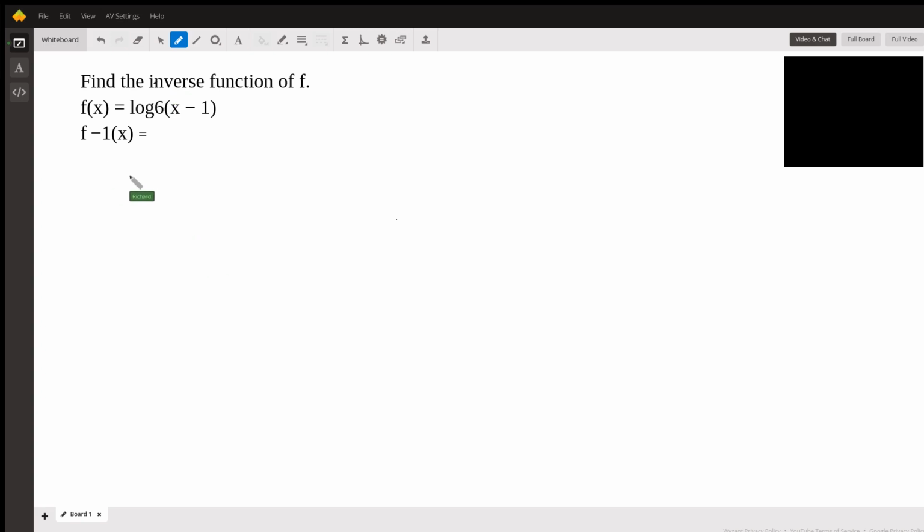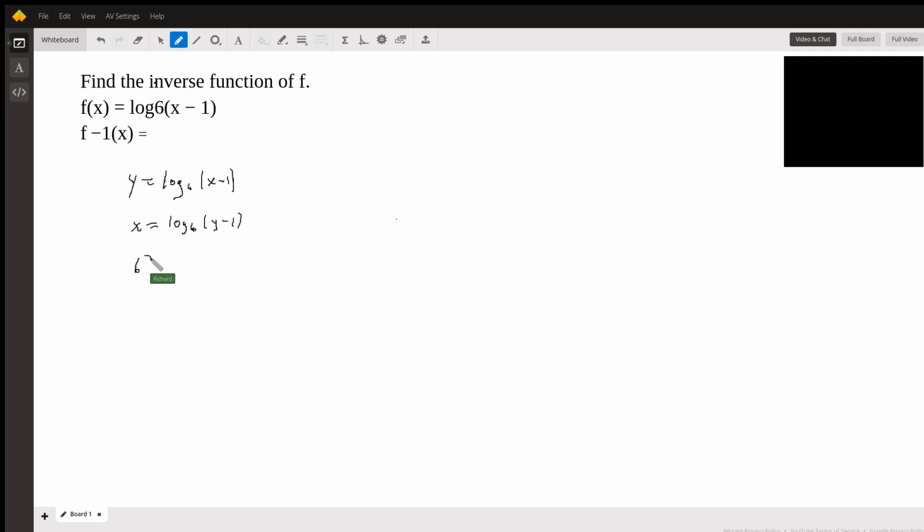Okay, so y is equal to log base 6 of x minus 1. So the way you find the inverse function is you swap the x and the y, just exchange them. So we'll have x equals log base 6 of y minus 1. And then we're going to solve for y. So I'm going to rewrite this logarithmic equation as an exponential equation.